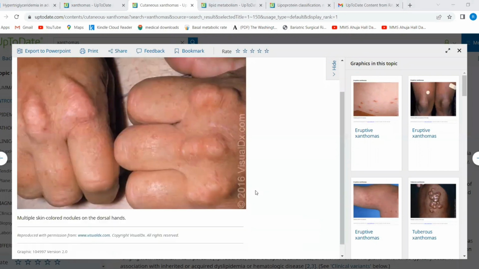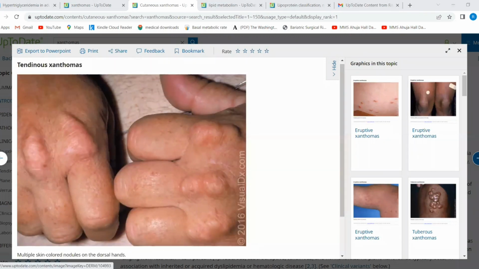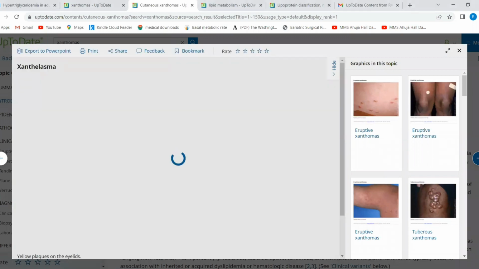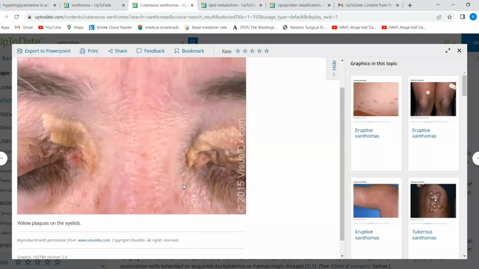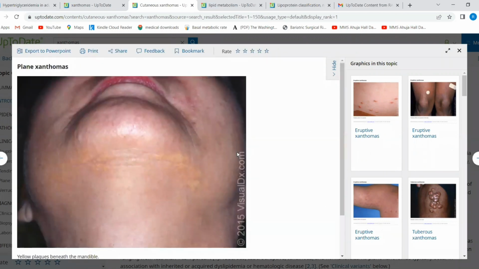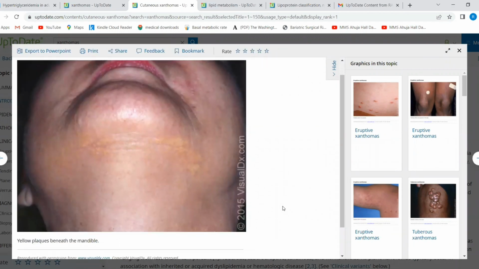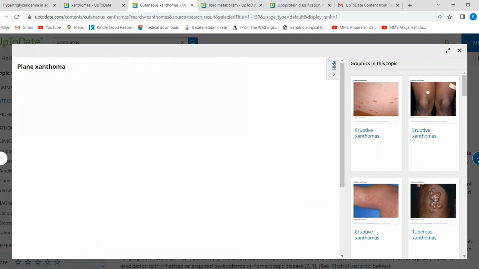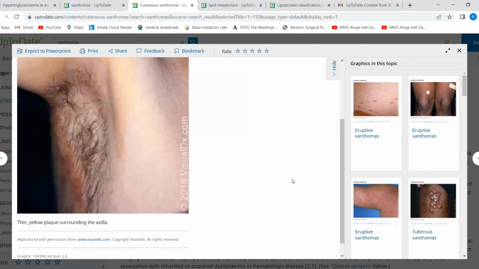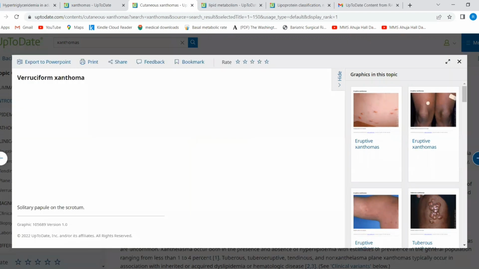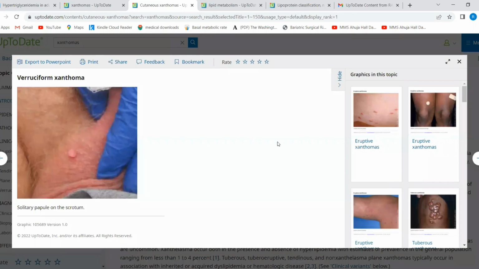These are tendinous xanthomas present on the dorsum of the hands. This is xanthelasma. I think we do see this very commonly, especially in senile patients. Then these are xanthelasmas, yellow plaques beneath the mandible. This is a plane xanthoma. Then surrounding the axilla, verruciform xanthoma, which is a solitary papule on the scrotum.